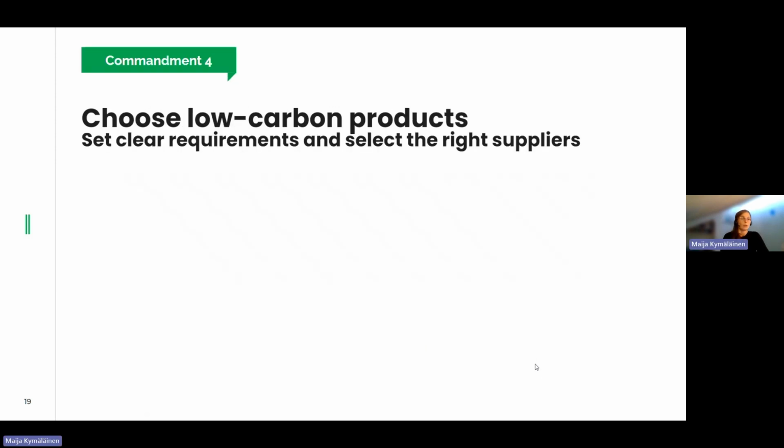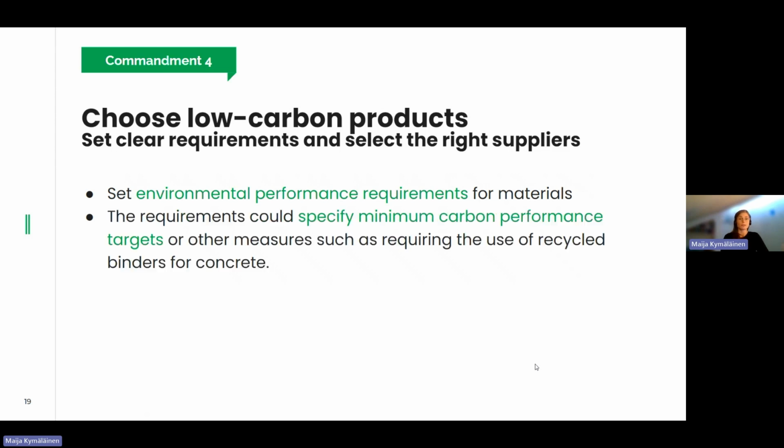And then commandment 4: choose low carbon products, set clear requirements and select the right suppliers. Once the types of materials have been chosen, it's possible to select within the type. So compare EPDs, choose the best, and so on. This can be done by setting environmental performance requirements for materials and products.